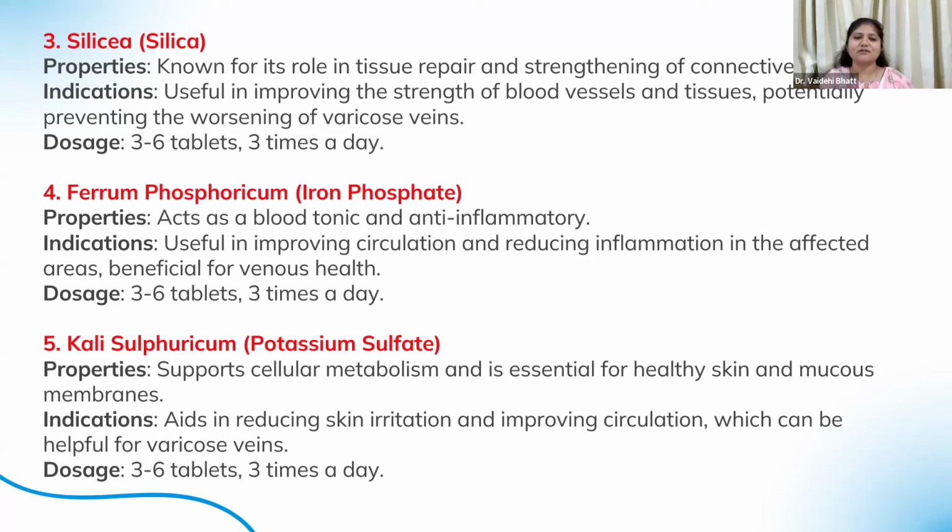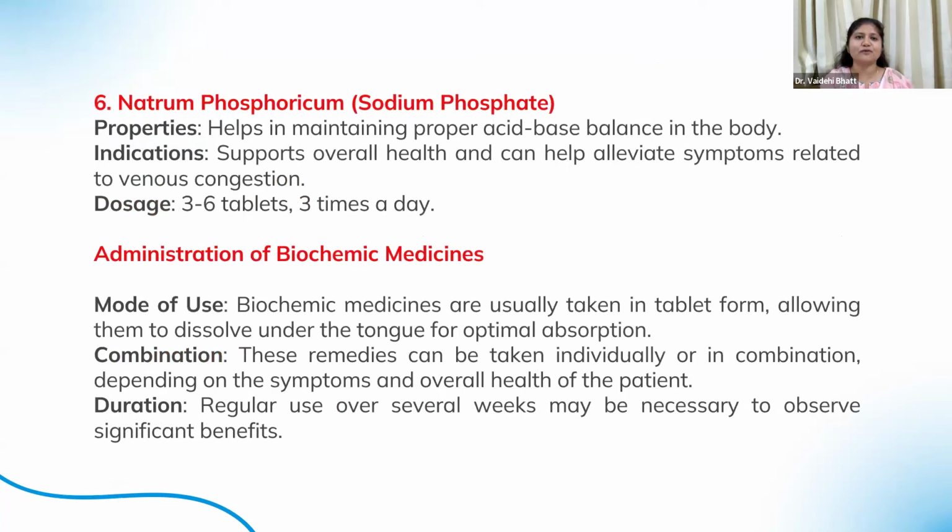Then Kali sulphuricum supports the cellular metabolism, and it is essential to develop normal healthy skin and mucous membrane. It will reduce itching and irritation by improving circulation, and that's why it will prevent the thickening of the skin and ulcers of the skin. Then Natrum phosphoricum maintains the acid-base balance of the body, and it will help to improve the overall health and reduces the chances of venous congestion.